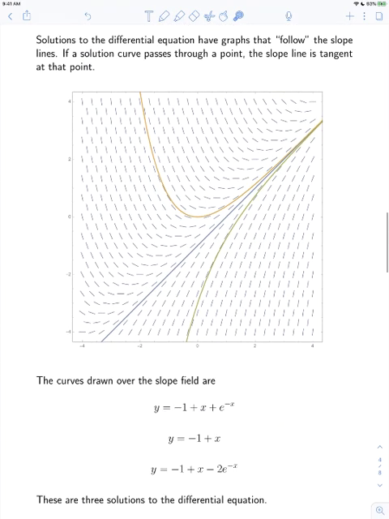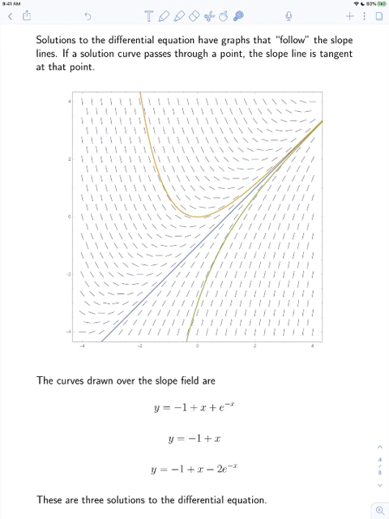Solutions to the differential equation have graphs that follow along the slope lines. If a solution curve passes through a point, the slope line is tangent at that point. So in this slope field, we have three curves that are drawn in, these solid curves. These are solutions to the differential equation. The middle one is y equals minus 1 plus x, or x minus 1 if you prefer. That's this one right here. The top solution is y equals minus 1 plus x plus e to the negative x. That's this one.